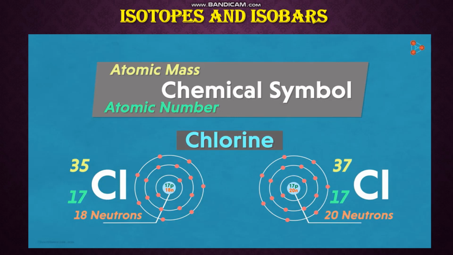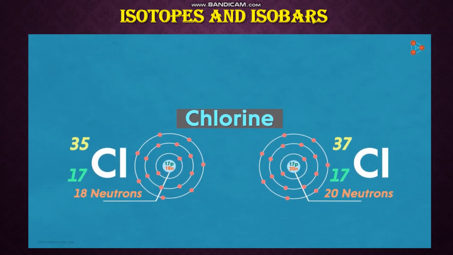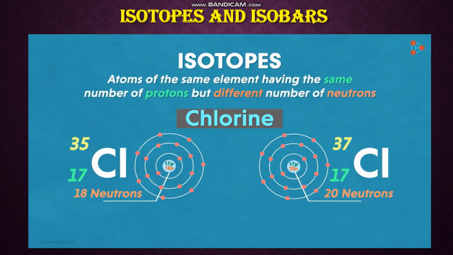There are many such cases where atoms of the same element exist in different forms. These forms are called the isotopes. Yes, in simple words, isotopes are defined as the atoms of the same element having the same number of protons but different number of neutrons. Yes, same number of protons but different number of neutrons. Just as we saw in the case of chlorine, all the atoms have 17 protons, but a few of them have 18 neutrons while some others have 20. So these are the isotopic forms of chlorine.